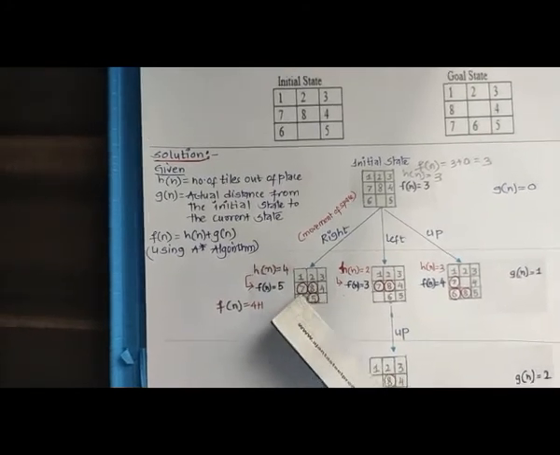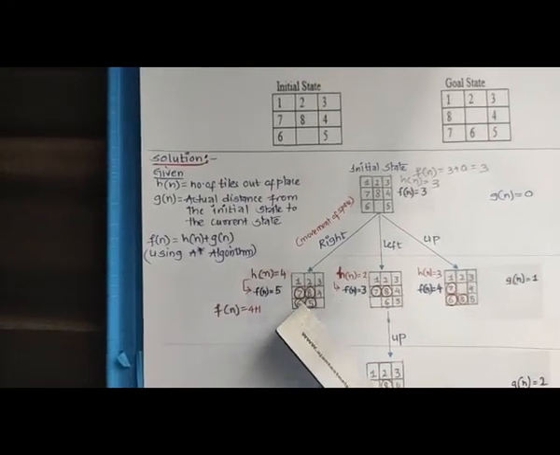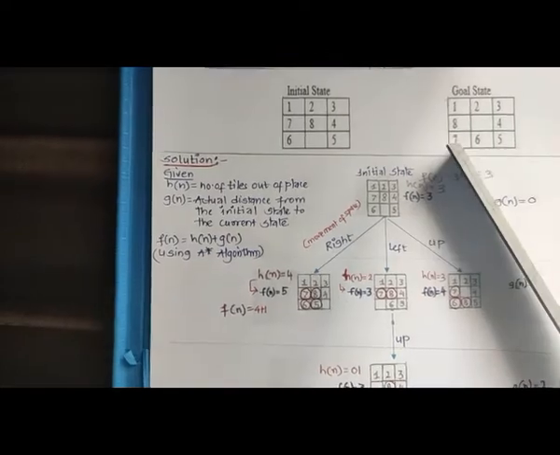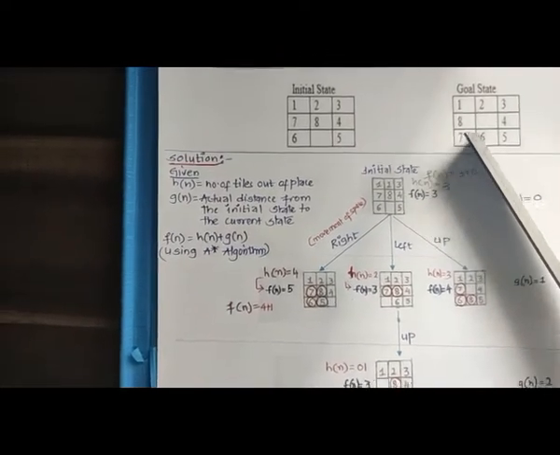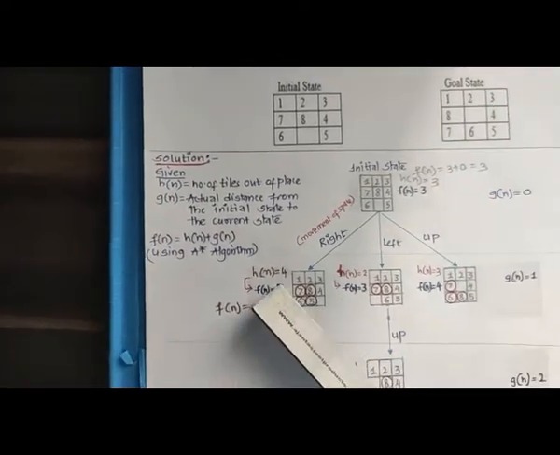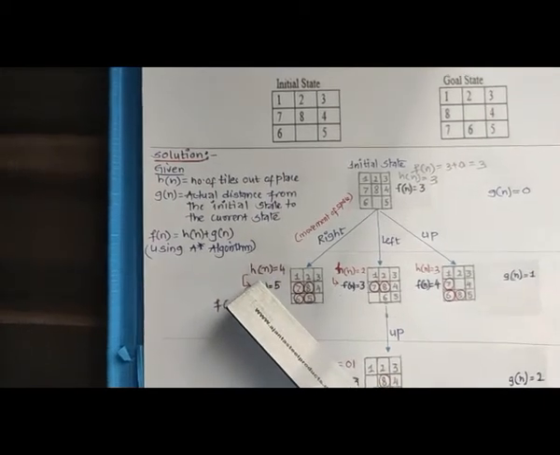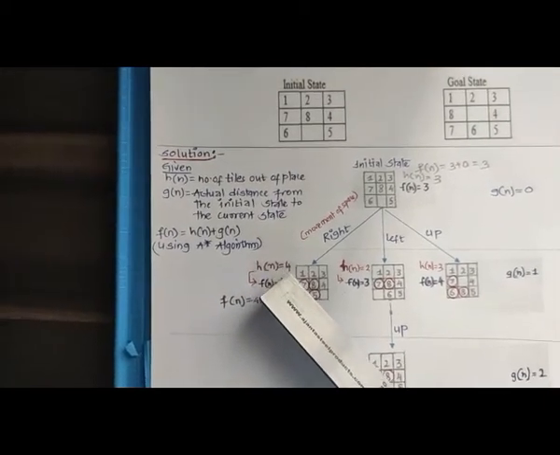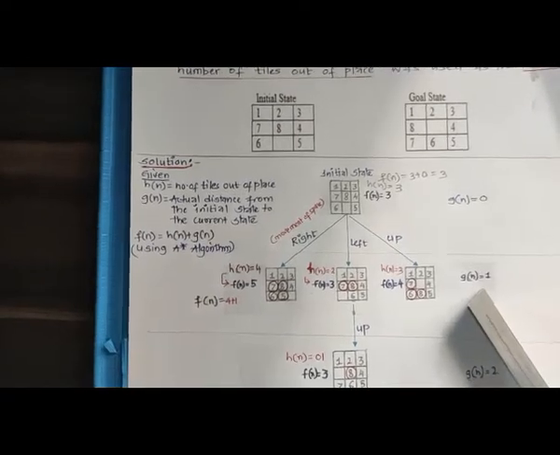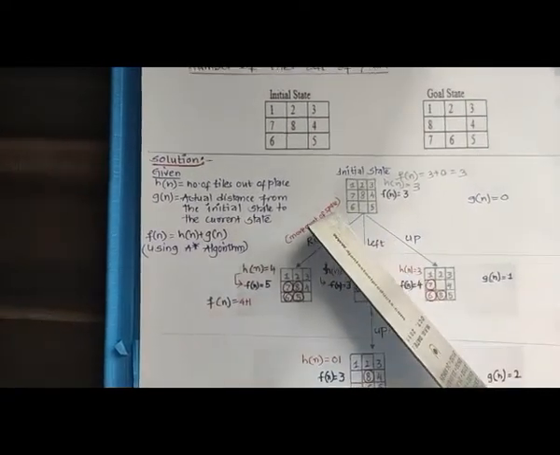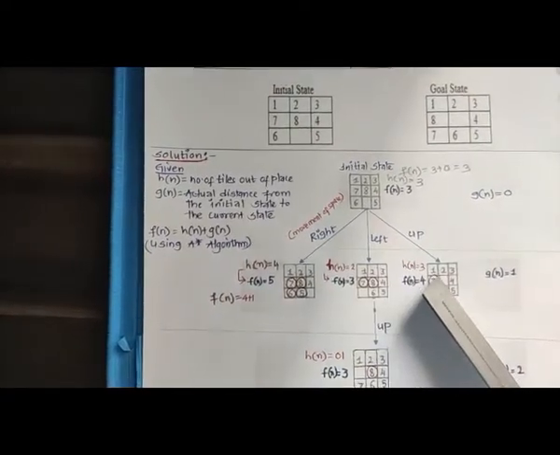You can see that these particular tiles 7, 8, 6 and 5, if you compare with the goal state, are out of place. So my 4 tiles are out of place. That is why my h of n becomes equal to 4. And my g of n is equal to 1. Why? Because I am moving one step forward from the initial state, right?